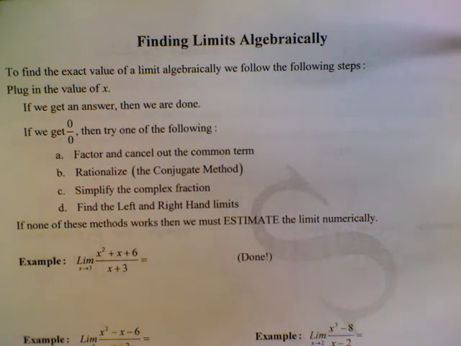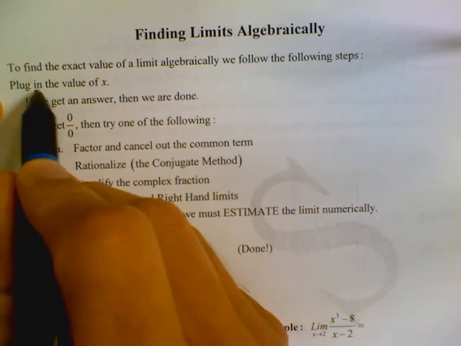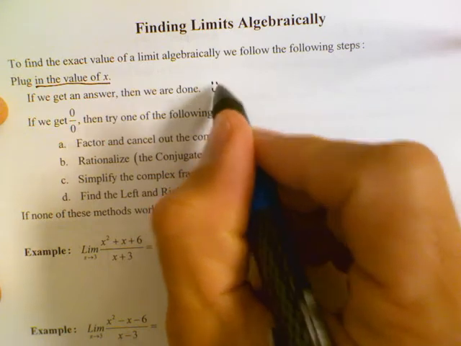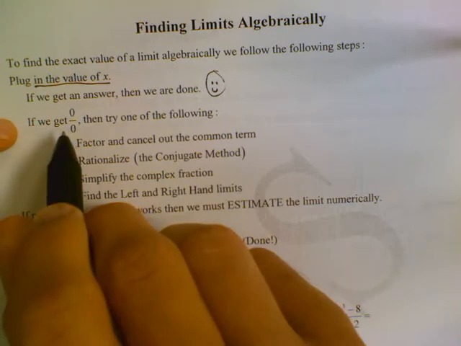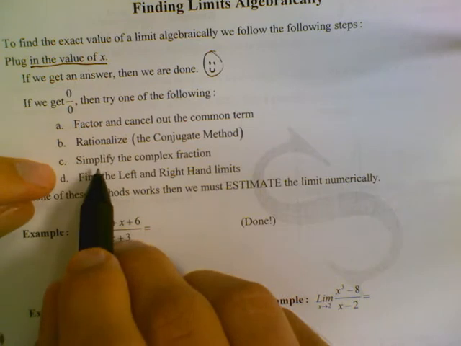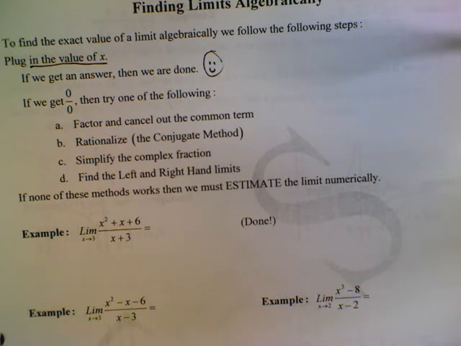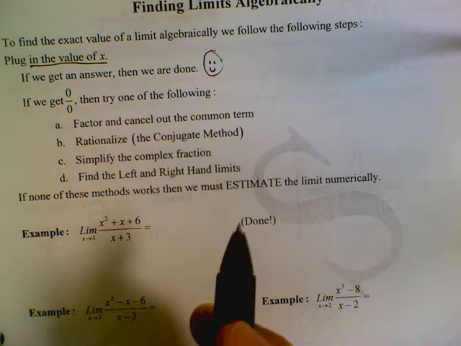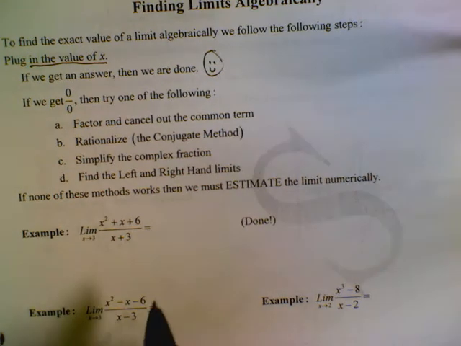All right, so we're going to follow the following steps. We're going to plug in the value of x. If we get an answer, then we're done, and we're going to smile about that. That'll rarely happen, right? If we get 0 over 0, then we'll try one of the following. We'll factor, rationalize, simplify a complex fraction, or find the left and right-hand limits. If none of these methods work, then we'll estimate it numerically by going to the left a little bit and then going to the right a little bit of the point of interest.